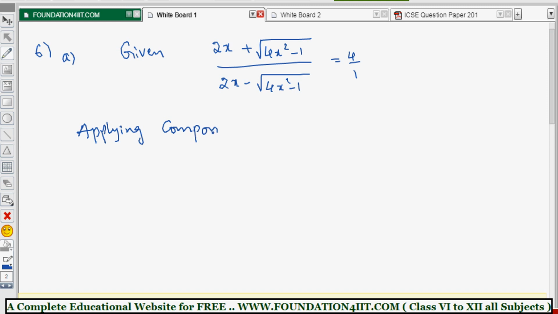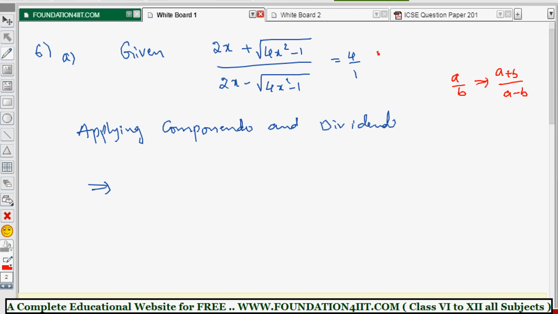You need to know the properties componendo, dividendo, and componendo-dividendo combined. If you apply this, that means a plus b by a minus b: numerator and denominator can be added and the same can be subtracted. So that is the rule I write here. For example, if a by b is a fraction, componendo and dividendo means a plus b by a minus b.